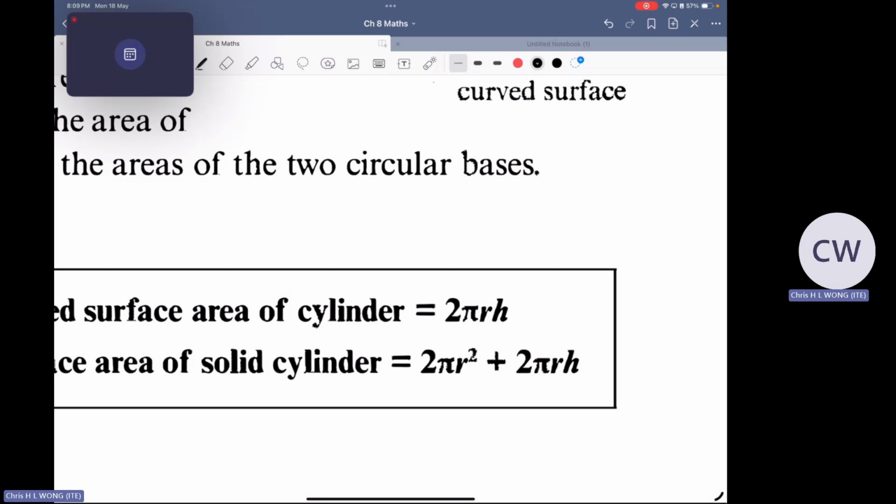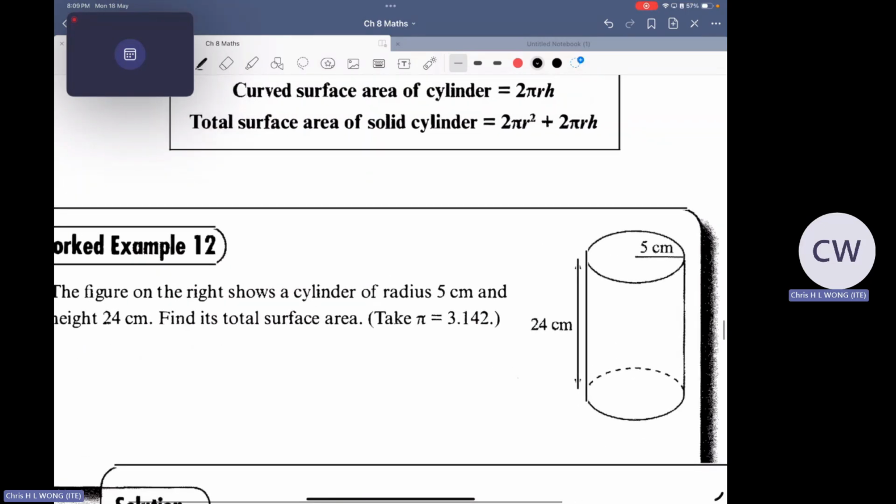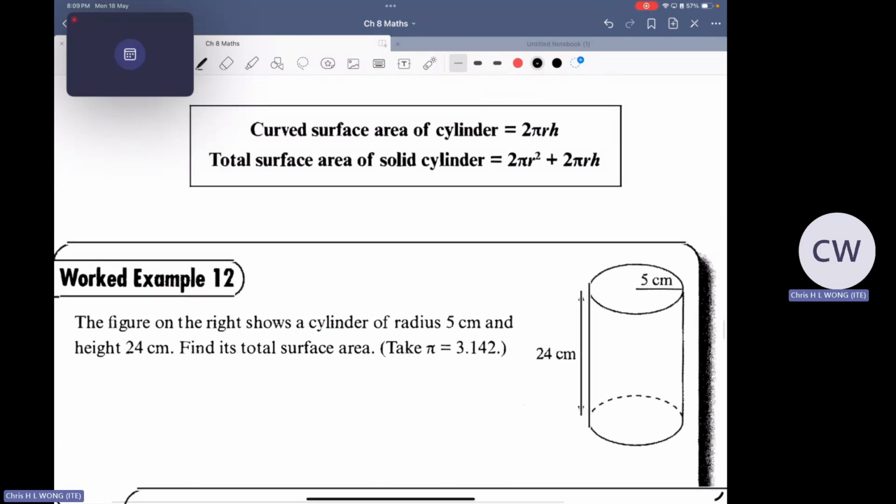All right, now with that, let's do it. Let's see what they want. The figure on the right shows a cylinder of radius 5 cm and height 24 cm. Find the total surface area. Now they didn't say there's a cover, so there's no cover. So don't go and add 2 pi r square. There's no cover, so we cannot add the area on top.